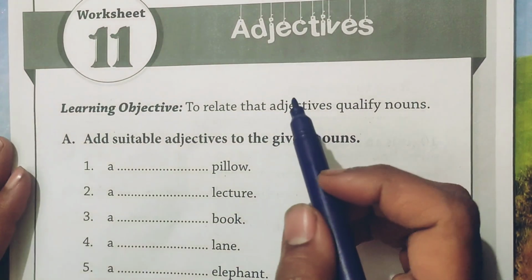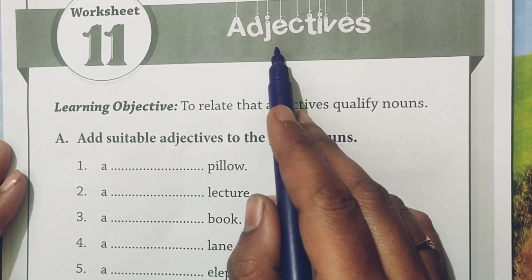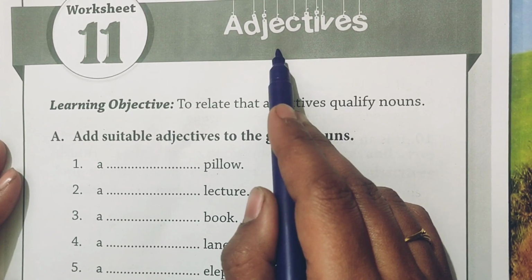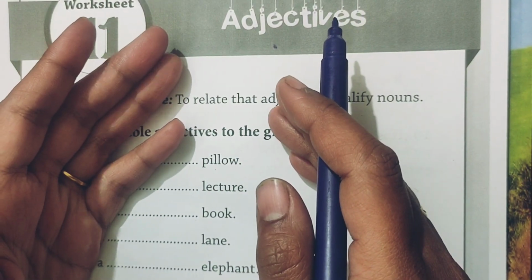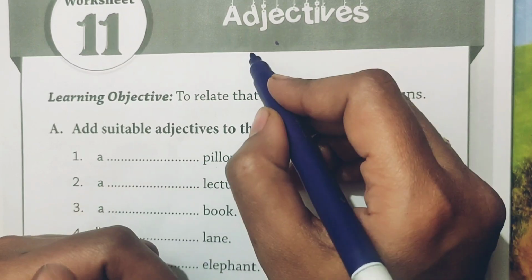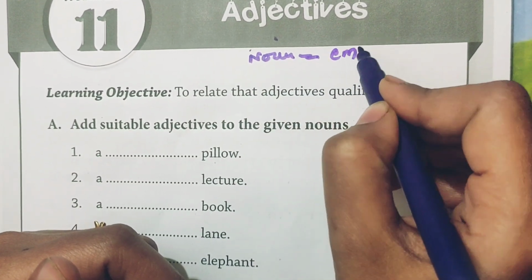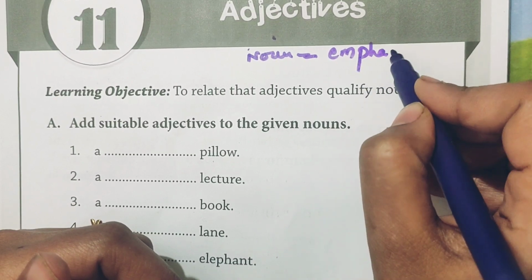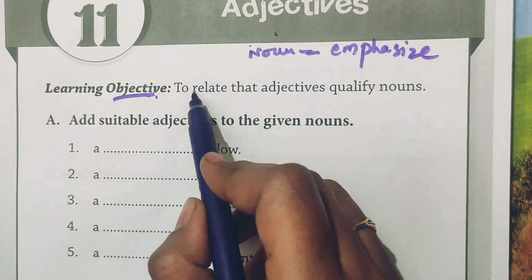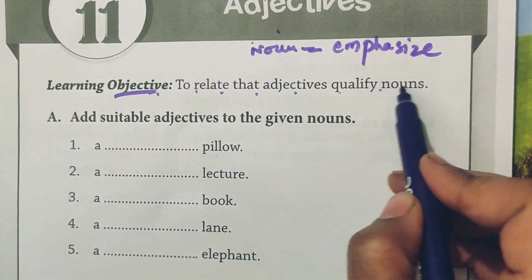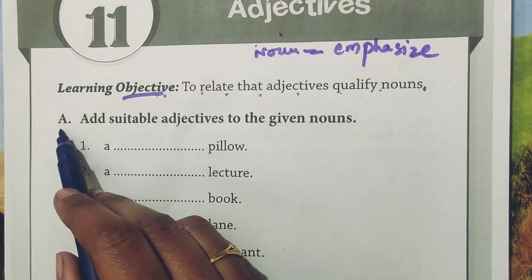So today we are going to do this worksheet on adjectives. So what are adjectives? As we all know, adjectives are those words which tell us about a noun. So they describe a noun. Whatever the noun is, if we use an adjective with the noun, it emphasizes that noun. So the objective here is to learn that adjectives qualify nouns, that adjectives add to the meaning of a noun.